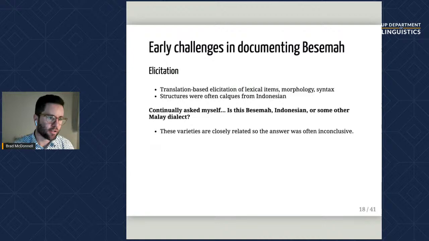I also found that in elicitation, I ran into a number of challenges. Doing translation-based elicitation tasks, I found that structures were often really similar to Indonesian and in some cases appeared to be calques from Indonesian. I found myself continually asking, is this Bisma, Indonesian, or some other sort of Malay dialect? With these varieties being so closely related, it was really difficult to answer this question. And often it was just inconclusive and remains inconclusive.